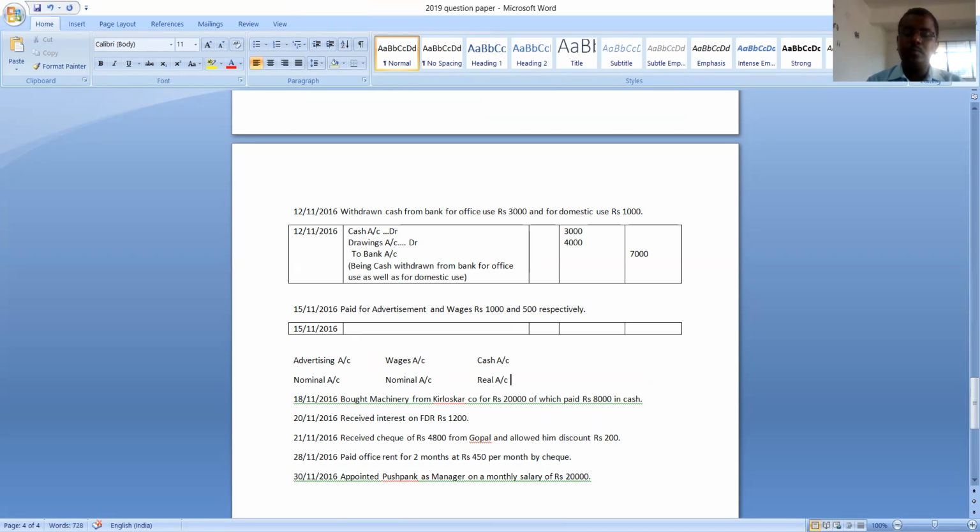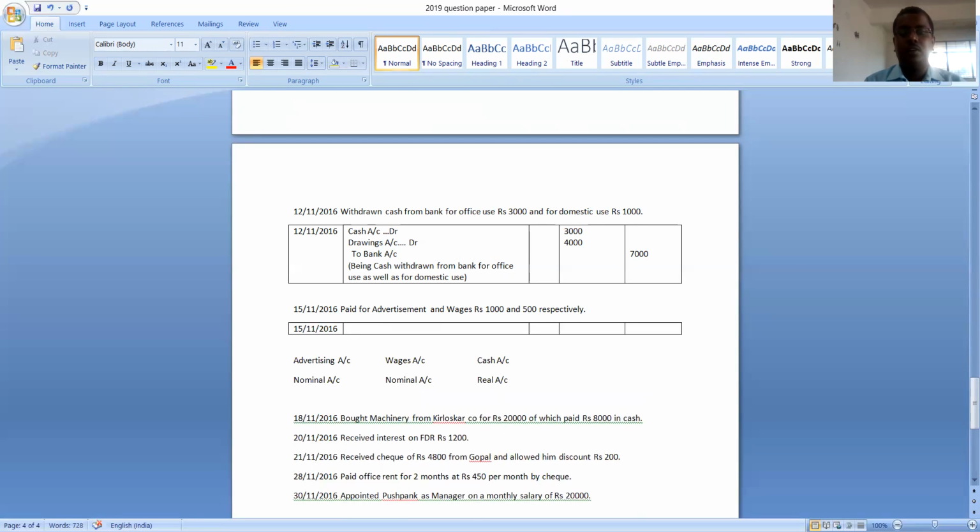Okay. Now we should decide which account should be debited and which account should be credited. Advertising account should be debited because it is an expense. What is the debit rule of nominal account? Debit all expenses and losses. Since advertisement is an expense, it should be debited. At the same time, wages are also expenses and belong to nominal account. So they should be debited.